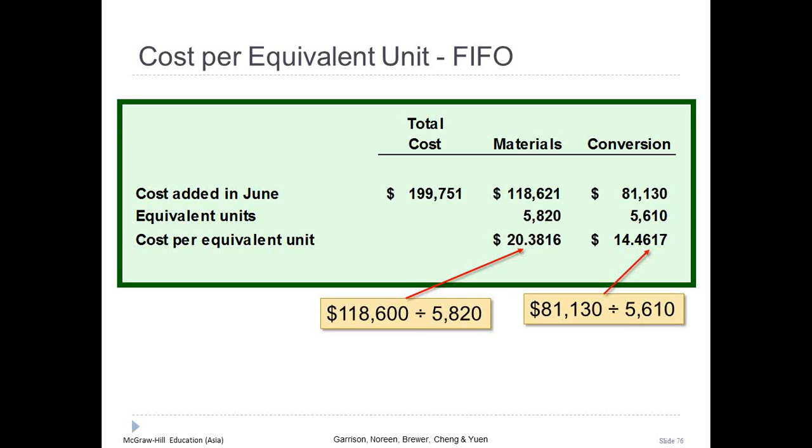In an attempt to minimize the impact of rounding errors, we carry the per unit cost out to 4 decimal places. And finally, we determine the total cost per equivalent unit by adding together the cost per equivalent unit for materials, which is $20.3816, and the cost per equivalent unit for conversion, which is $14.4617, to get the total cost of $34.8433.